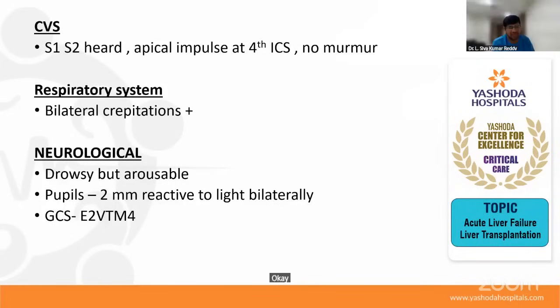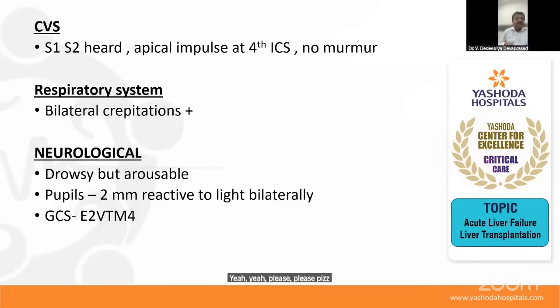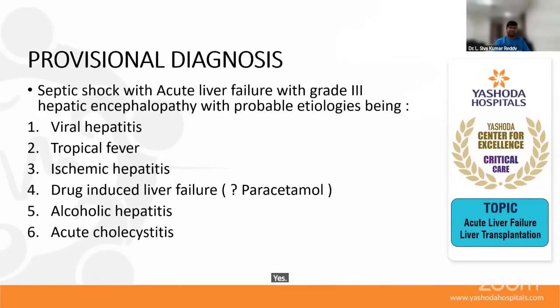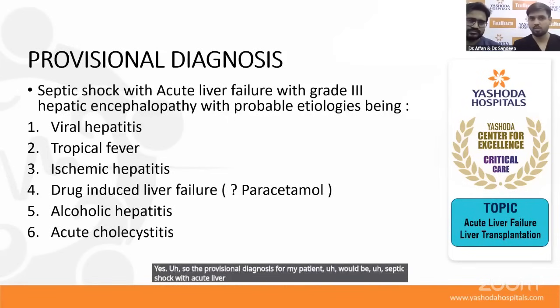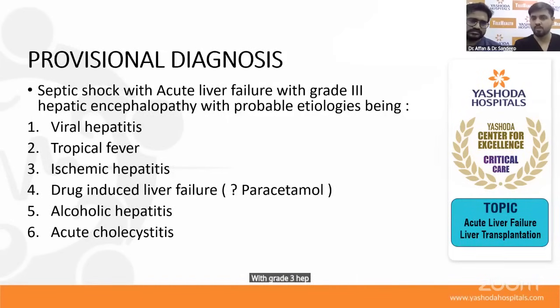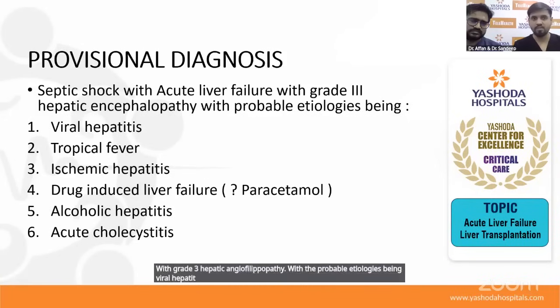Okay. Fairly good enough. Shall we go for the provisional diagnosis, sir? Yeah, please. So the provisional diagnosis for my patient would be septic shock with acute liver failure with grade 3 hepatic encephalopathy, with the probable etiologies being viral hepatitis, tropical fever, ischemic hepatitis, drug-induced liver failure, alcoholic hepatitis, or acute cholecystitis.